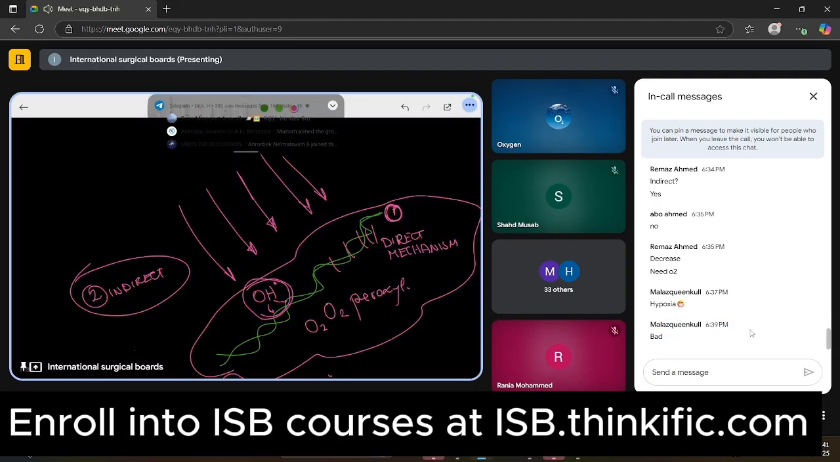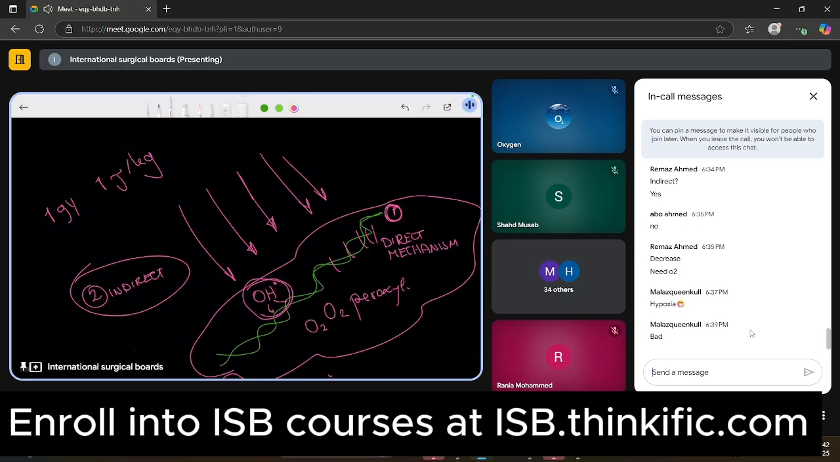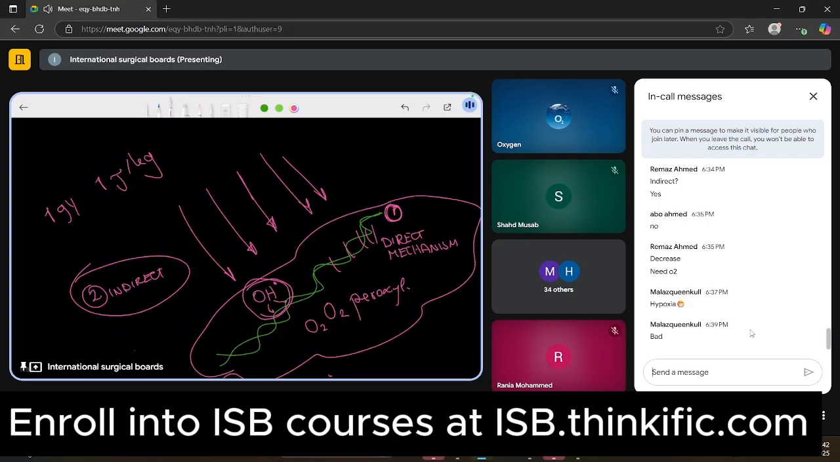So let me tell you something. 1 Gray is equal to 1 joule of energy per kilogram of tissue, right? That's the standard definition of Gray. But that's not the entire thing, because different radiation has different effects on the tissues. For example, X-ray radiation or beta radiation may cause little damage, but alpha particles cause significant damage. So depending on the modality of radiotherapy, even with the same amount of energy, the effect is different, right?